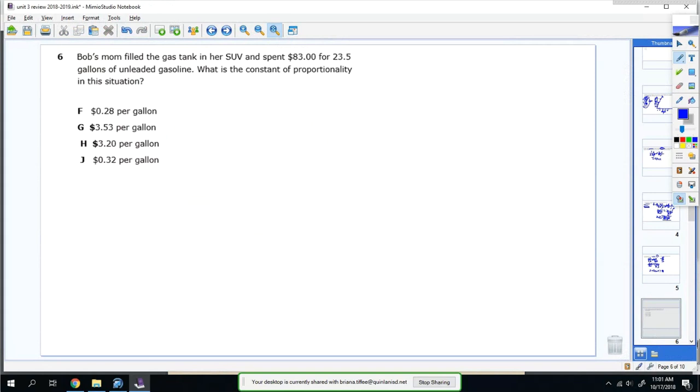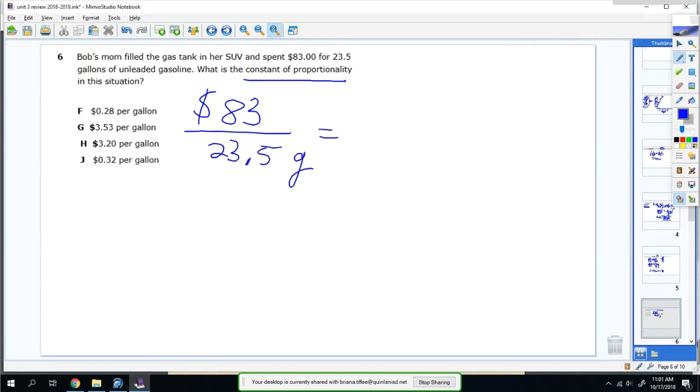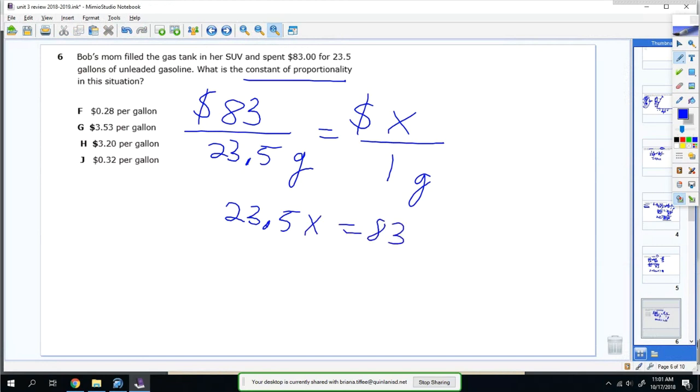All right, number 6. Bob's mom filled a gas tank in her SUV and spent $83 for 23.5 gallons of unleaded gasoline. What's the constant of proportionality in the situation? When you're finding the constant of proportionality, you're trying to find the unit rate. For $83, you get 23.5 gallons of gas. You need to figure out how much you spend for 1 gallon of gas. So you cross multiply. You get 23.5x is equal to 83. So then you're going to divide.